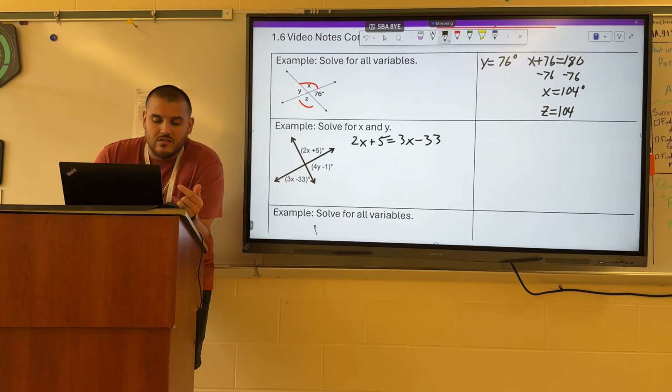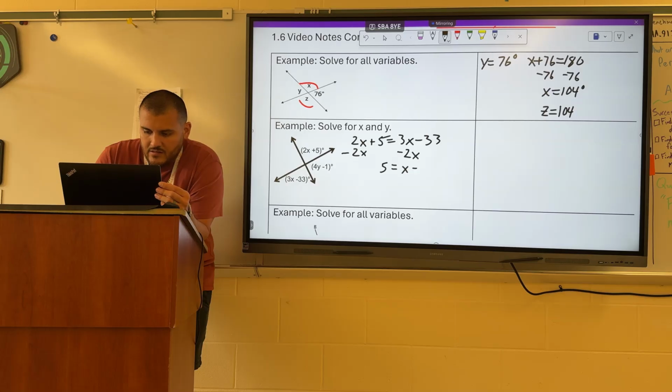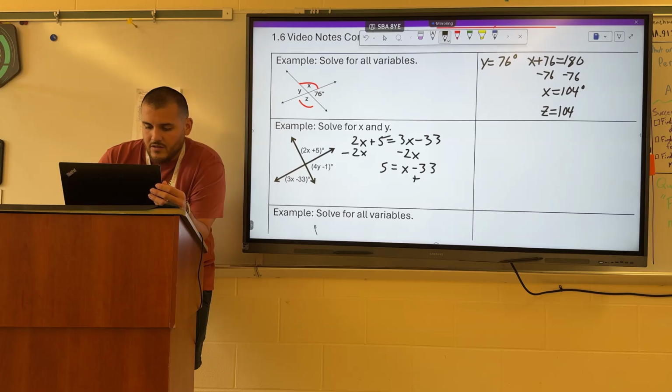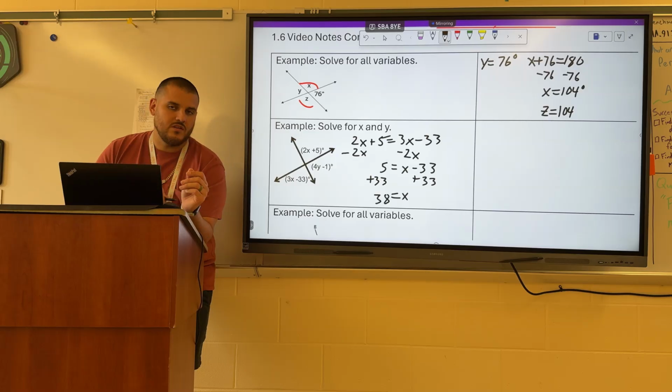I'm going to move my 2x to the right. I always like moving my smallest x's, so I'm going to subtract 2x from both sides. That leaves me the 5 on the left. 3x minus 2x leaves me with just an x. Still have that minus 33. I can get the x alone now by adding 33 to both sides. That gives me x equals 38.